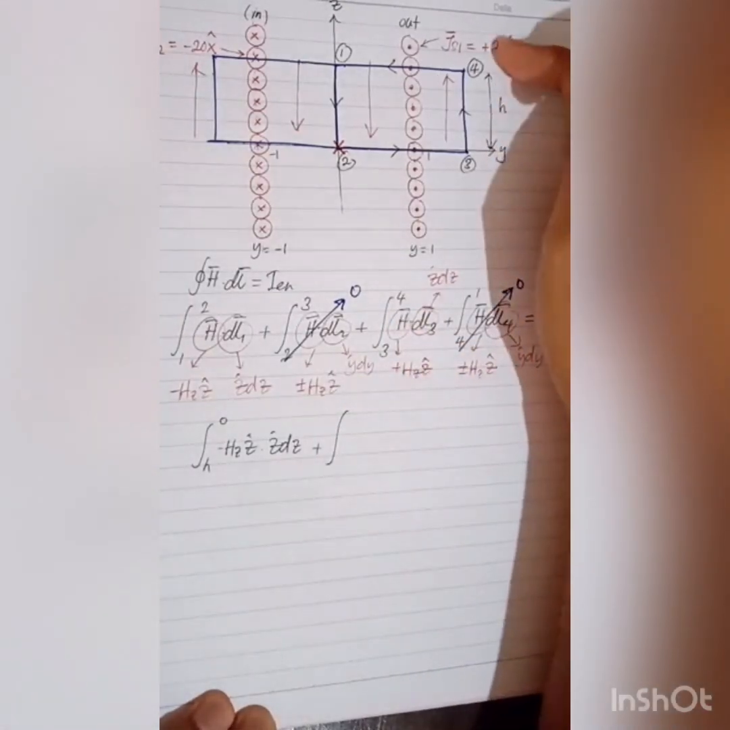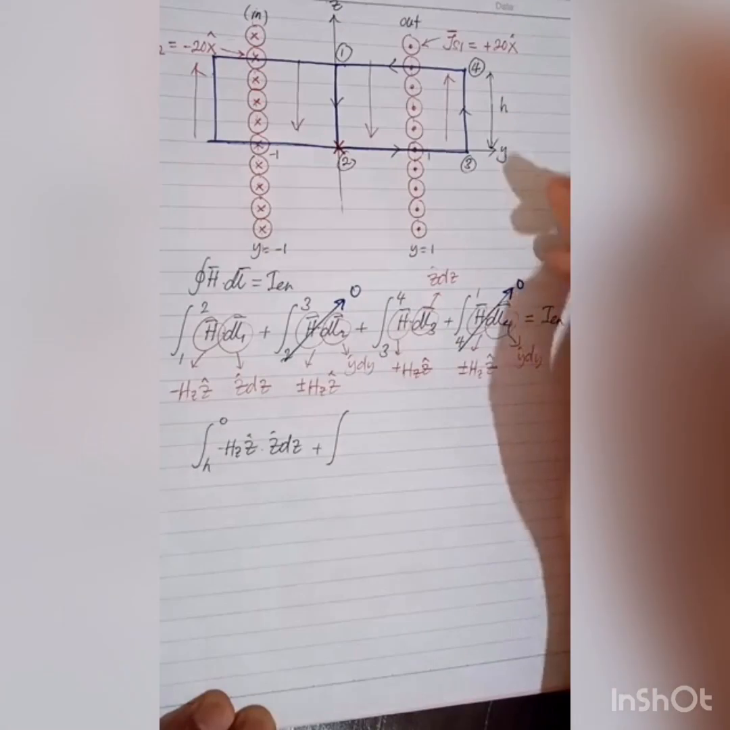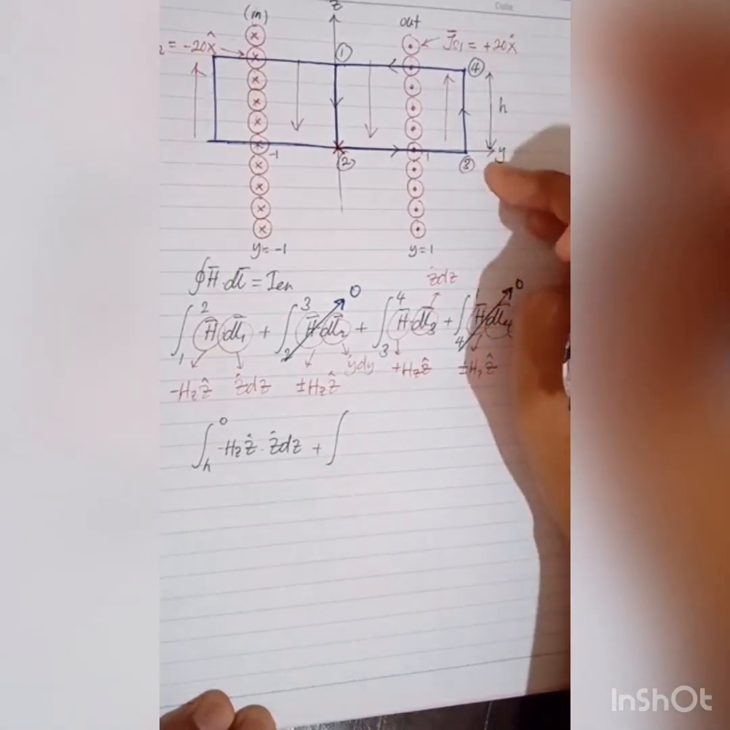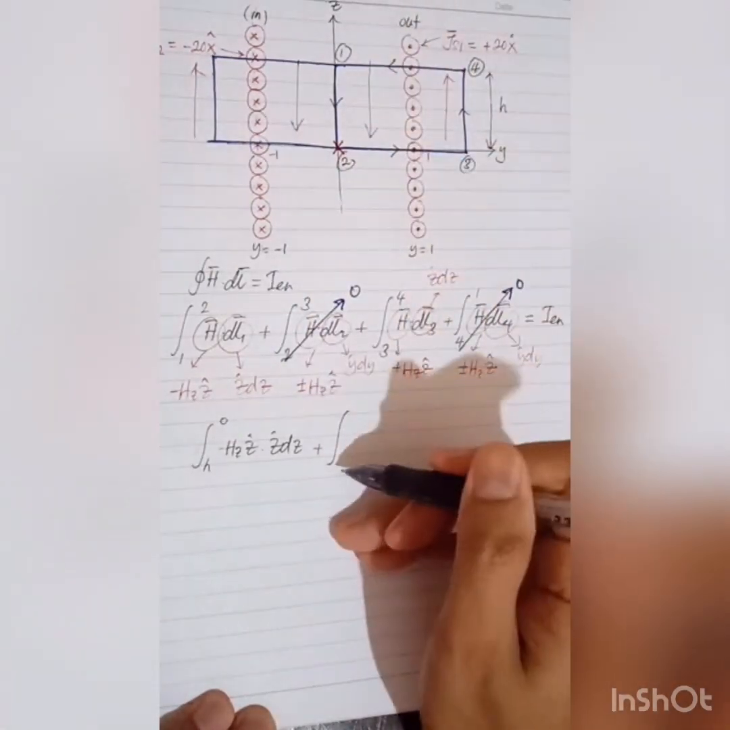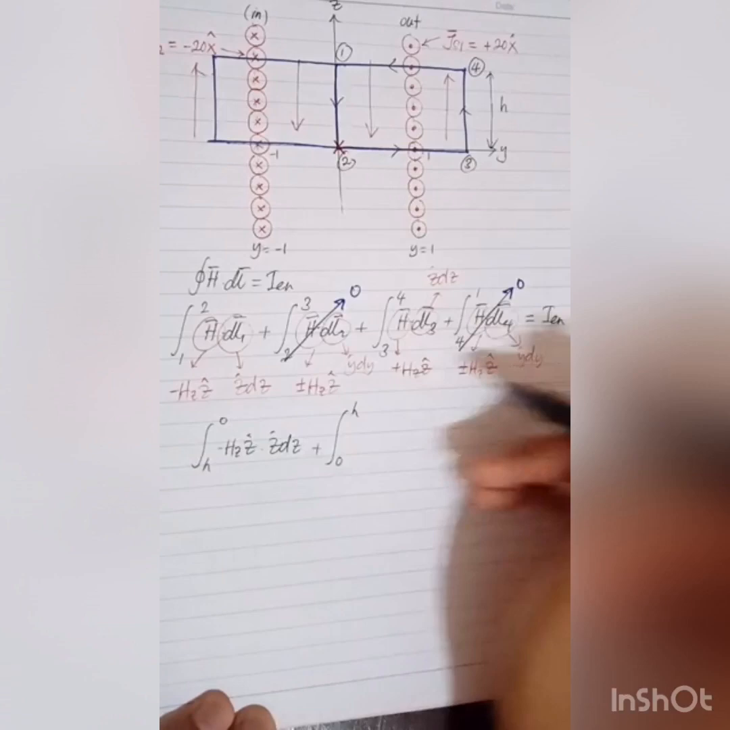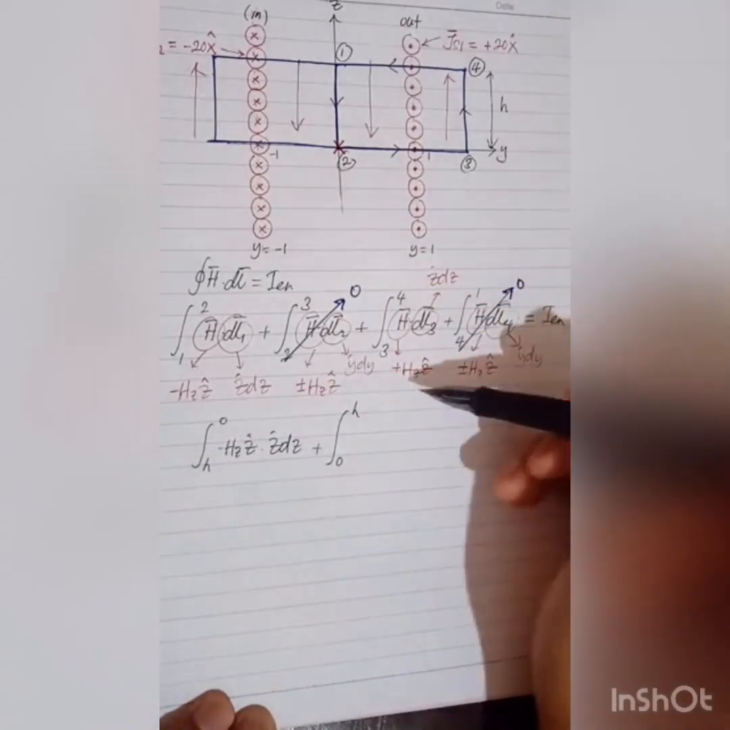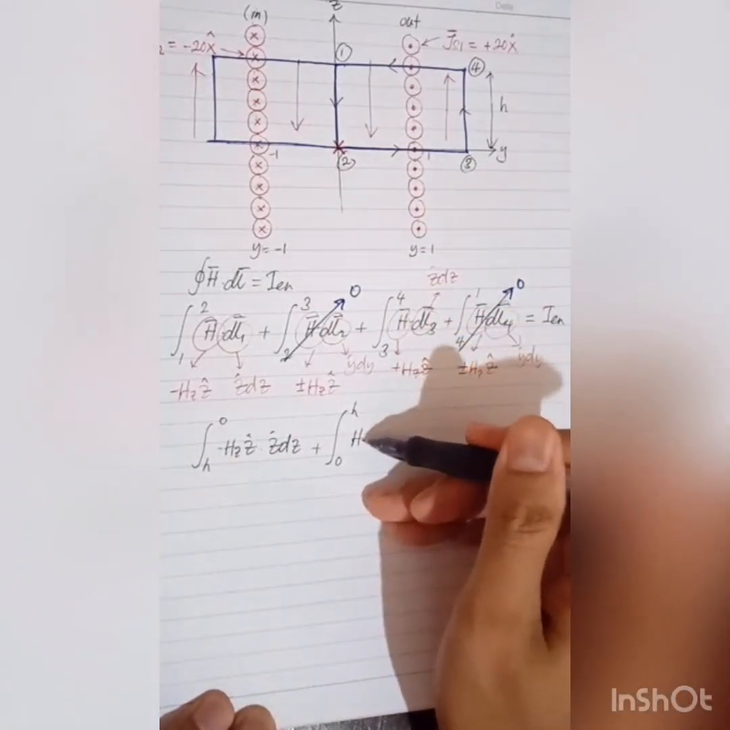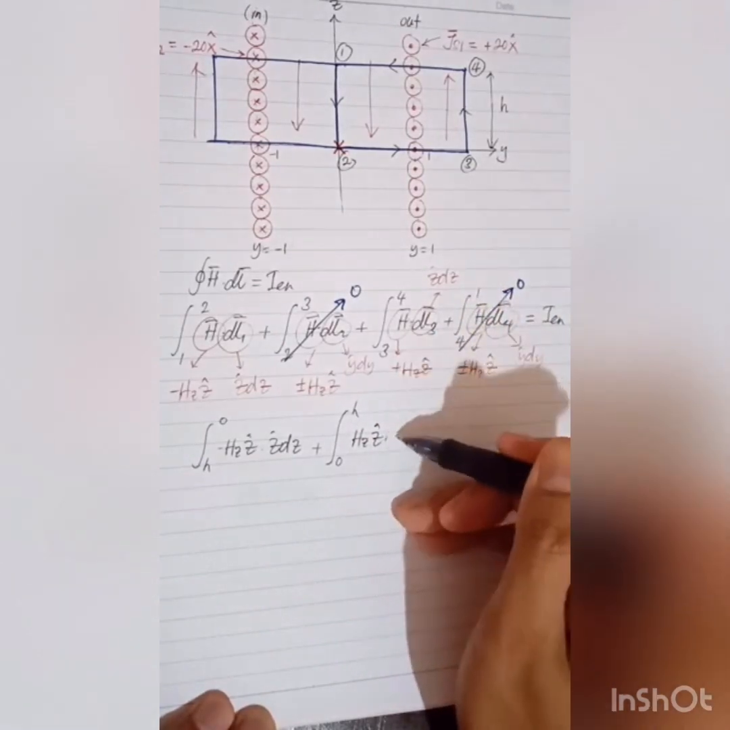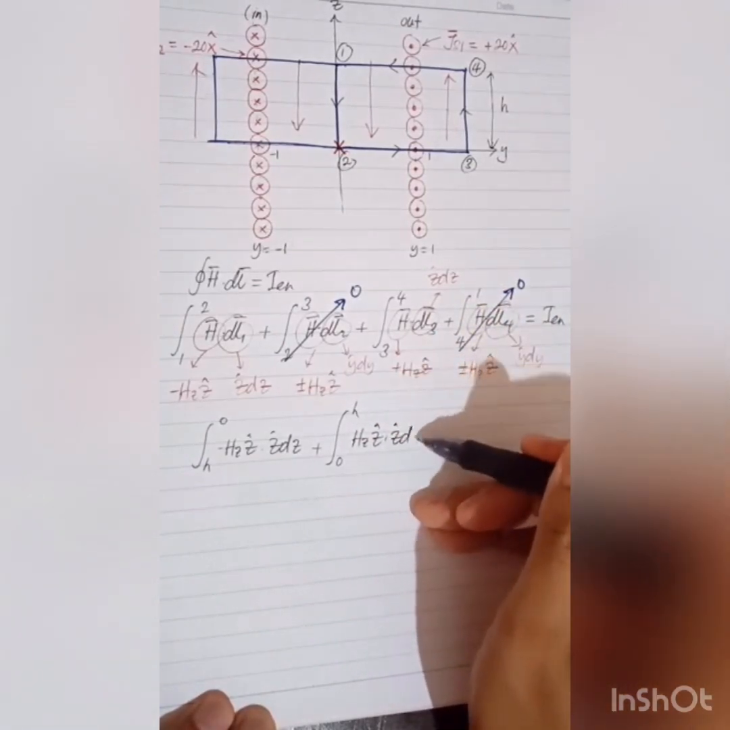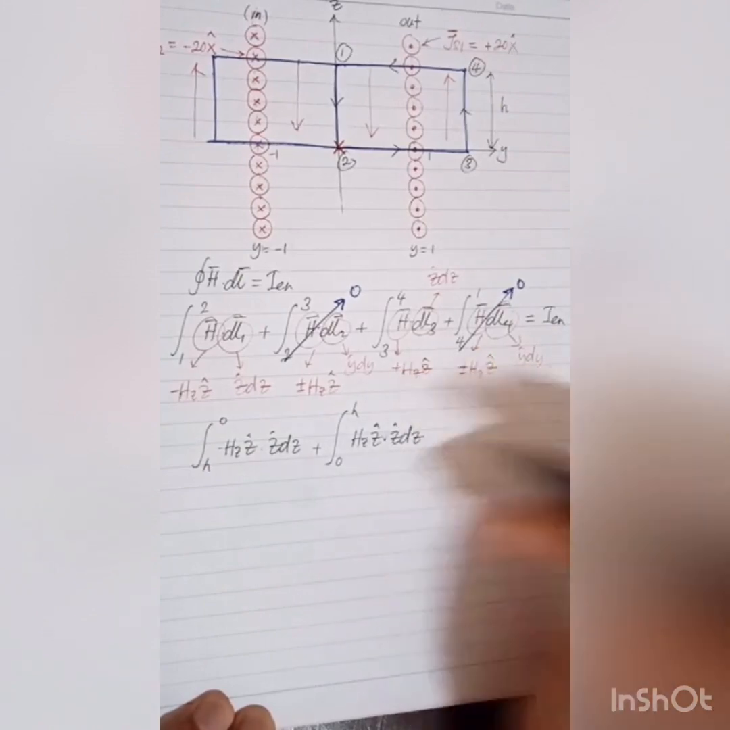Plus the second path, from 3 to 4. Again, from 3 to 4 the limit is from 0 to h, because at 3 the value is 0, and at 4 here the value is h, so now I can put 0 to h and now put the value of positive Hz as shown here dot dz.